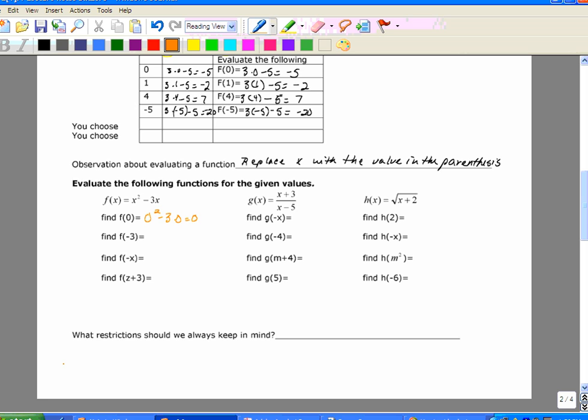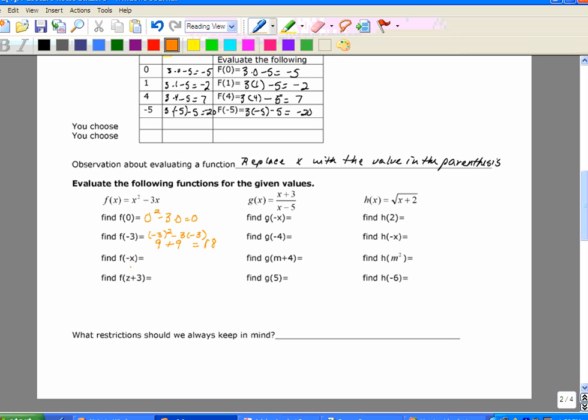It's 0. F of negative 3. Let's plug in a negative 3 everywhere we have an x. Be careful with your signs here. Negative 3 squared is 9. Negative 3 times negative 3 is positive 9, so we end up with a value of 18.